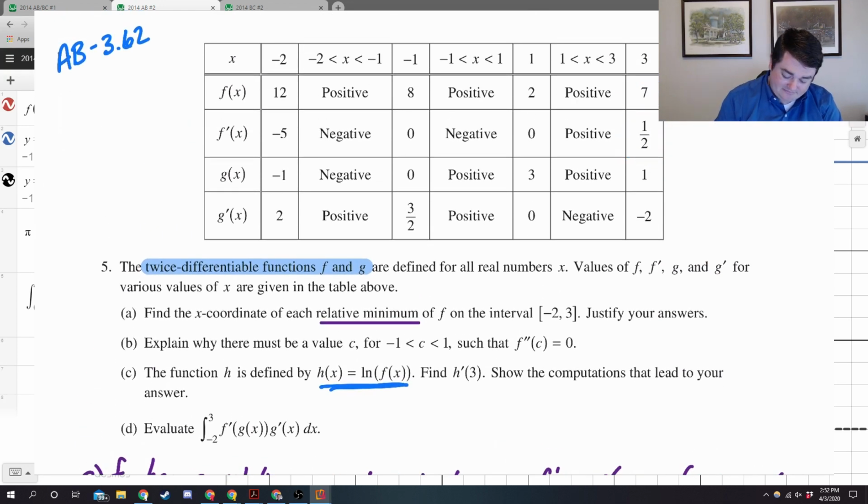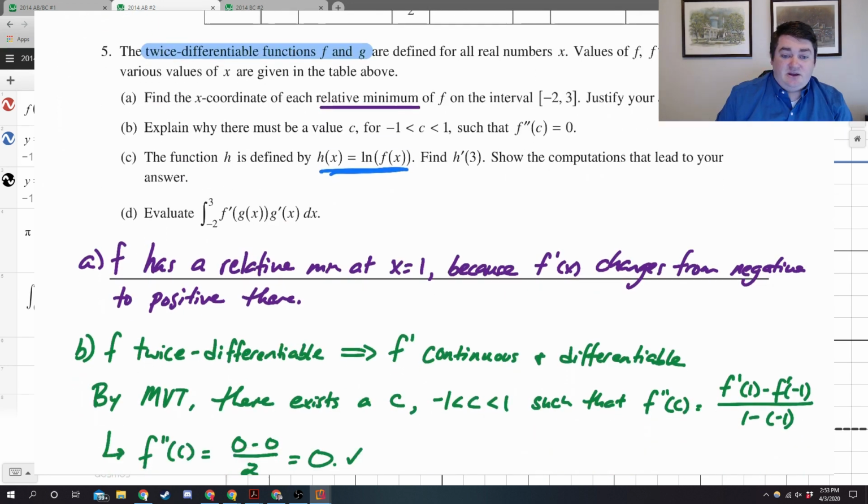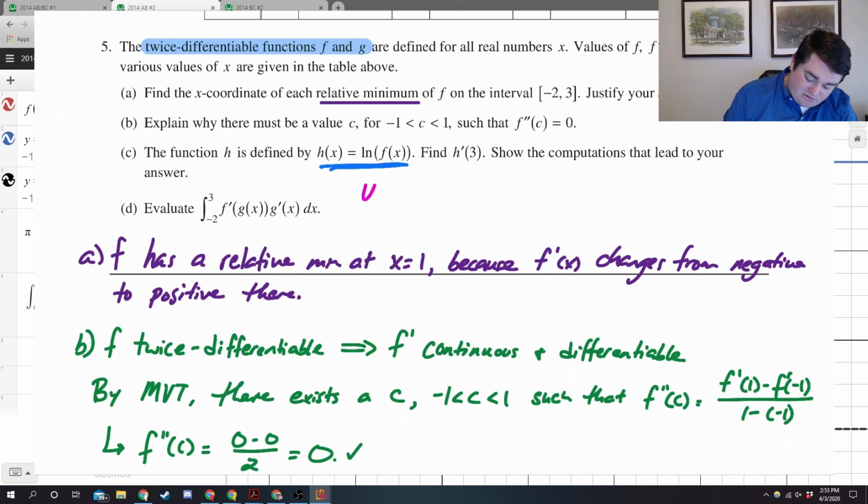And finally, part D. Evaluate the integral from -2 to 3 of f prime of g of x times g prime of x dx. At first glance, this looks kind of gross. This is a little bit alphabet soupy. There's lots of letters here. But what I tell my students is if an integral looks hard, the first thing you should ask yourself is, is this a u sub? And it turns out it is. This is a u sub where if I make my u g of x, then my du would be g prime of x dx, which just so happens I have right there.